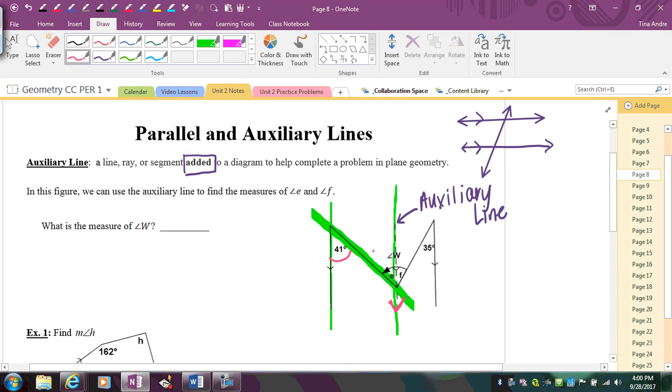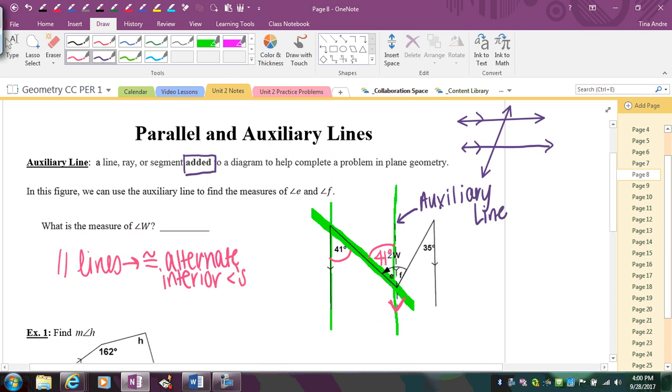So now I see my two parallel lines, I see my transversal, I see the Z shape right here. So that means these two angles right here have to be congruent because they're alternate interior. They're on the inside and opposite sides of the transversal. So I'm going to write these reasons down as I use them. My first reason here is that if I have parallel lines, that means I have congruent alternate interior angles. So that makes both of those 41.